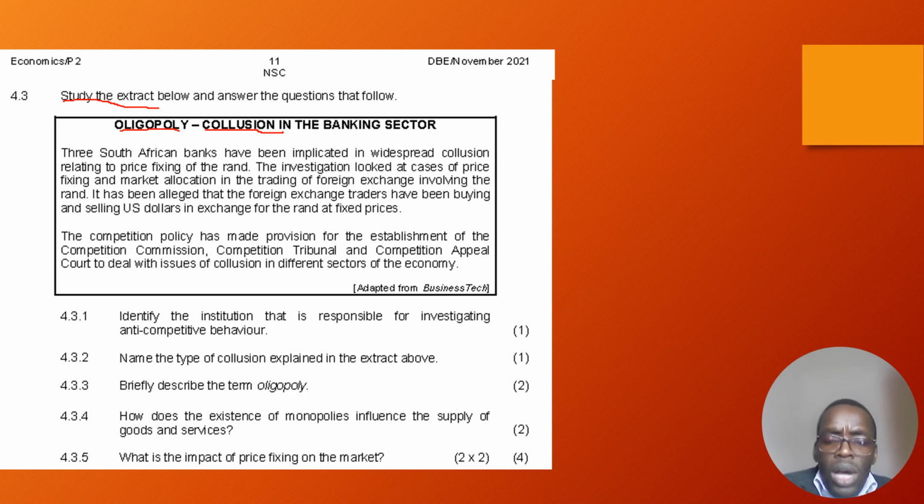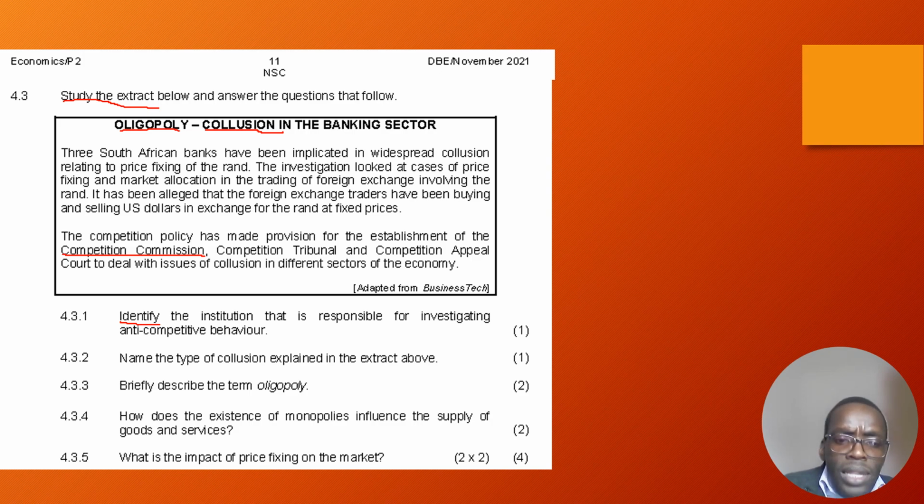Okay, so this is the rough background of the story, and I'm glad you have read and you have understood the story. Now let's just go through the questions here. The question says identify. So when it says identify, these first questions are very, very simple. You just go to the extract and then you get the answers there. So it says identify the institution that is responsible for investigating anti-competitive behavior, and the institution that is responsible there is what is called the Competitions Commission. That's the name of the institution that is responsible for that.